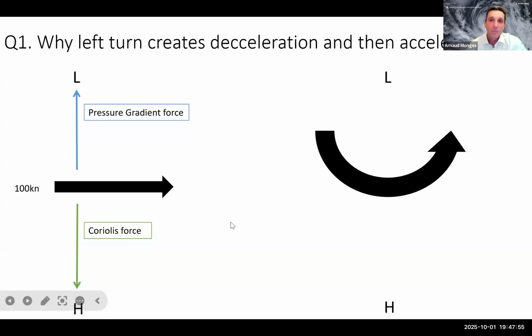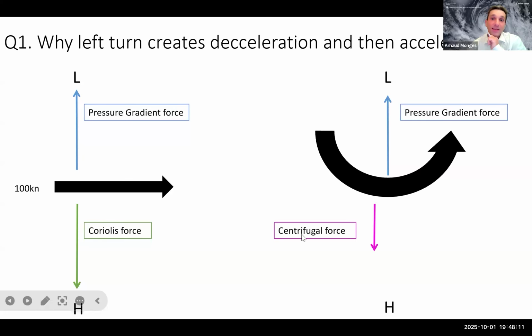But what happens when my particle enters a left turn? The pressure gradient will not change. The high pressure is here, the low pressure is here, so the pressure gradient is unchanged. A new force will appear in the turn. This is called the centrifugal force. This is the same force as when you are in your car. If you take a left turn, your body will move to the right side, outside the curve.